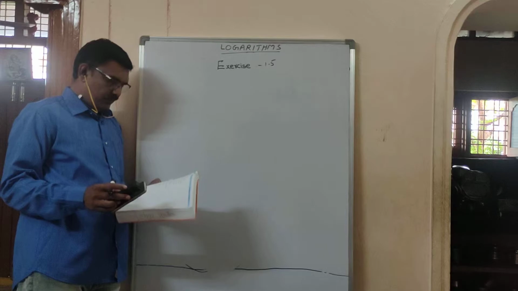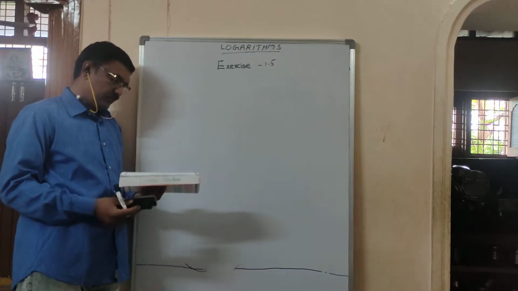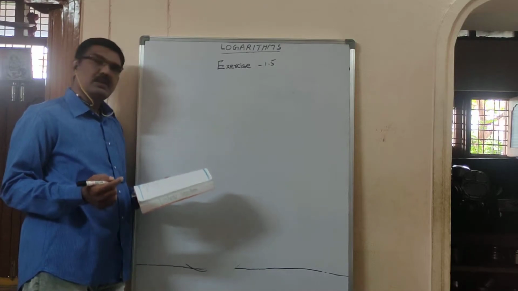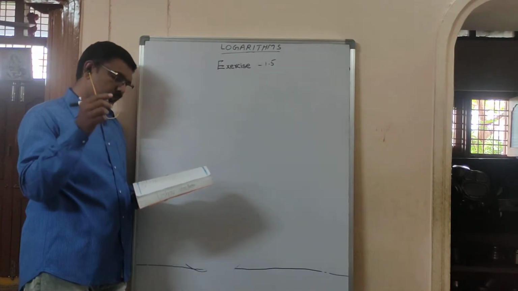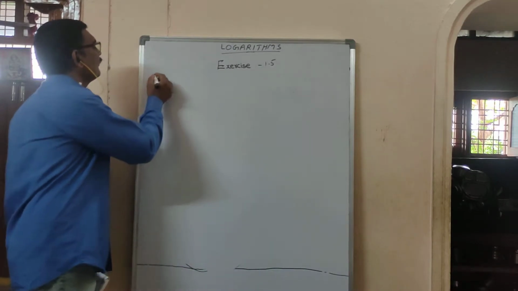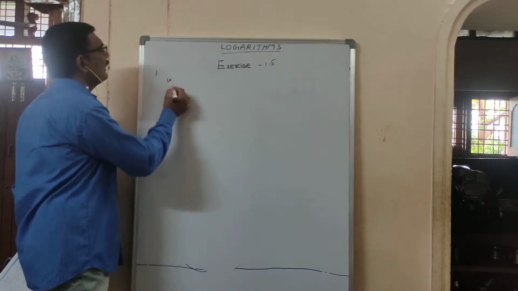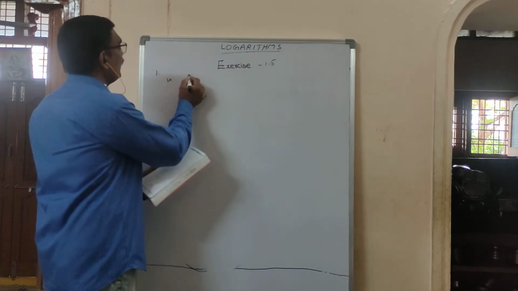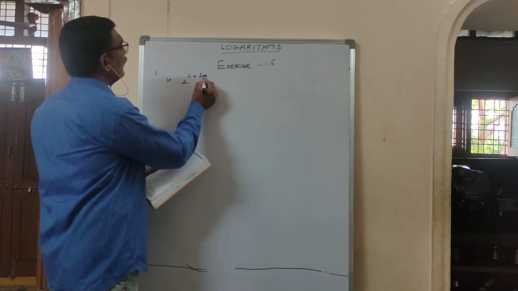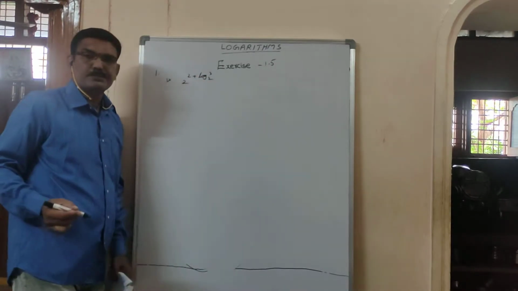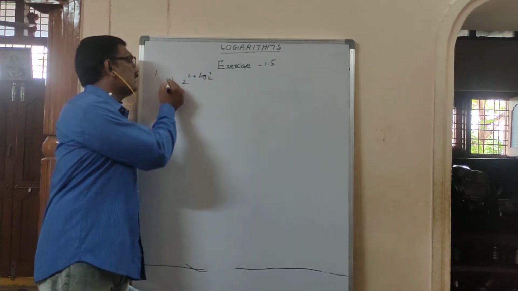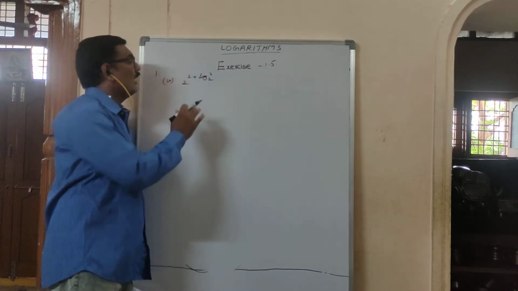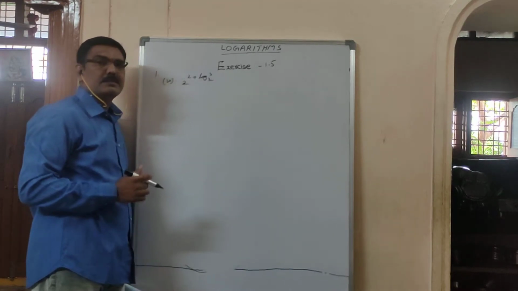Today we'll continue the logarithms exercise. Before going to the third problem, I want to explain the first problem, the last one, the ninth bit. In the first problem, ninth bit, 2 to the power of 2 plus log 3 base 2. He is asking to determine its value. How to determine its value, we'll see that.